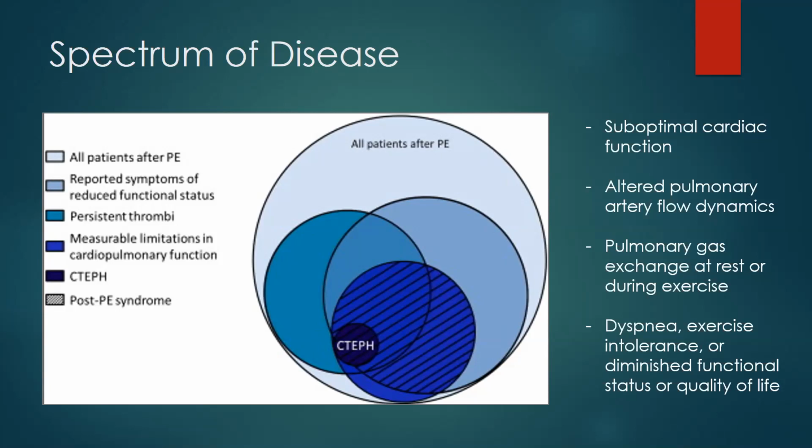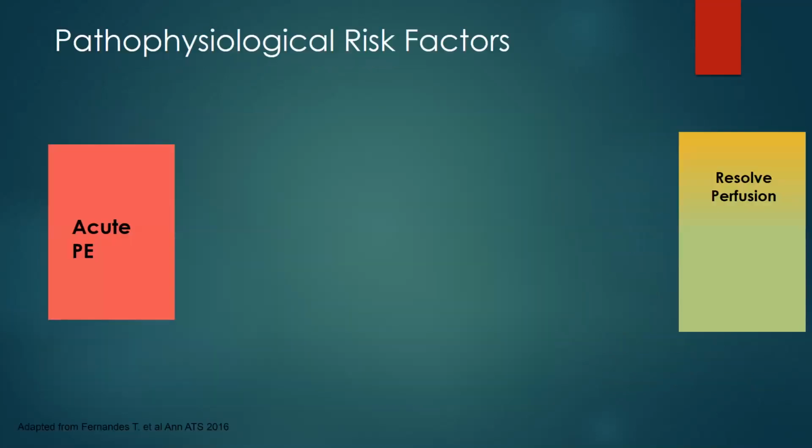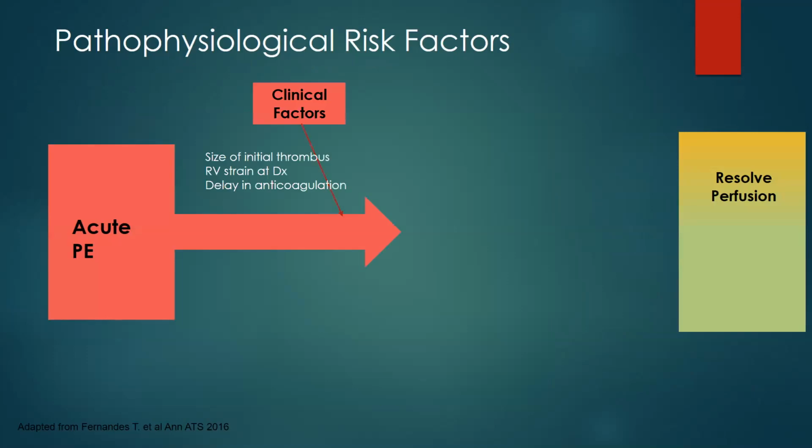Okay, so the different risk factors that go into predicting, once someone has acute PE, will they resolve their perfusion defects and not have any limitations in terms of symptoms, or will they have persistent defects? So some of the clinical factors when we see patients, and I think most of us are pretty used to seeing initially, when we think about a PE: do they have evidence of right heart strain? How big is the thrombus? Is it submassive? Is it subsegmental, segmental? All of these things. And then if there's any delay in anticoagulation, that can contribute to persistent perfusion defects later on.